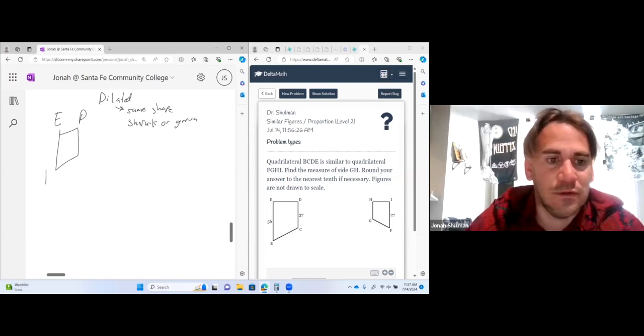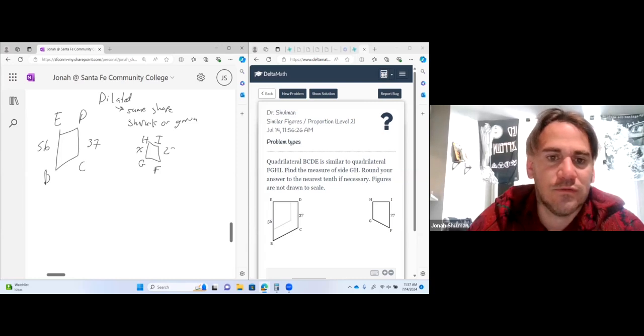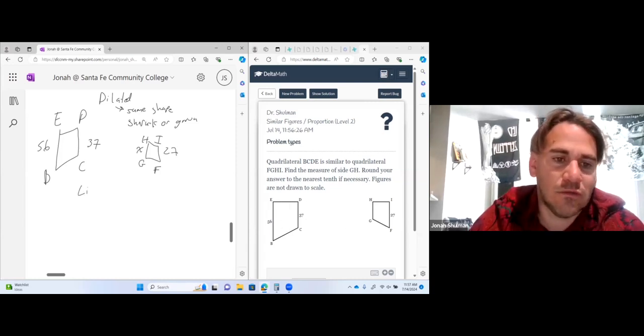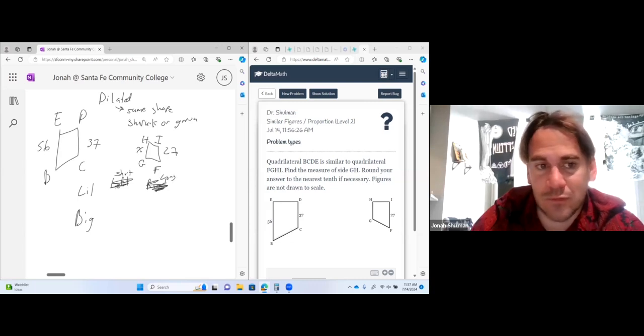So we have ED, BC, 56, 37. Then we have the little one, which is HIGF. There's your X and there's your 27. So we can still do the same thing. If you like this little big, I'll do it this way, a little big, right? And we're just going to go left and right. Or you can do short side, long side, if you like that better. Short, long. See, a lot of times you get a bunch of them, you have to match it up.